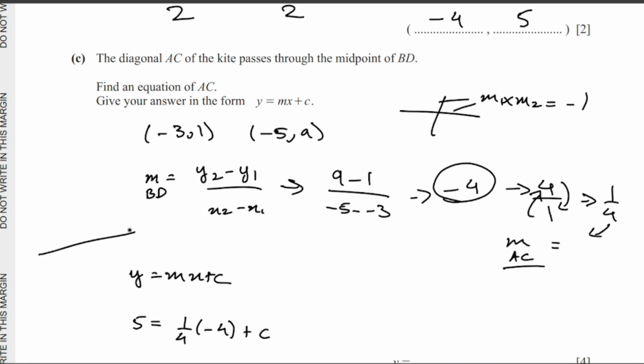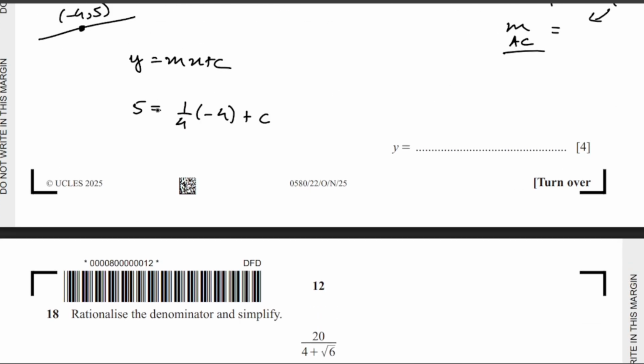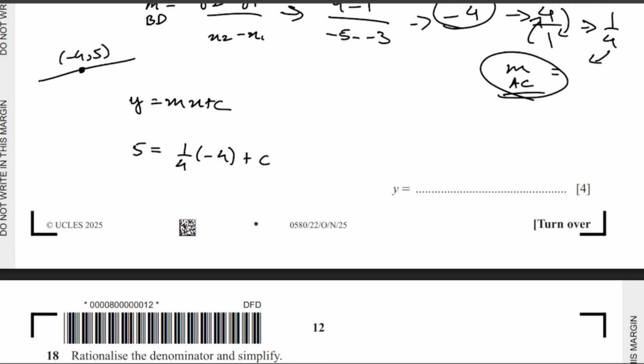Because AC is this line, and this is the point that we've just calculated, negative 4, 5. It says the diagonal AC passes through the midpoint of BD, which is this. So we input these coordinates into our equation. We've just found the gradient of this, so we just need to input those coordinates and we can find c. So 5 equals minus 1 plus c. You are going to get 6 equals c. So the final answer is y equals 1 over 4 x plus 6.